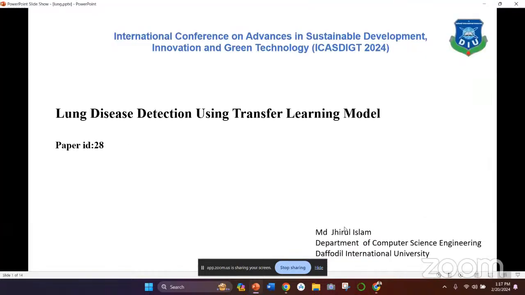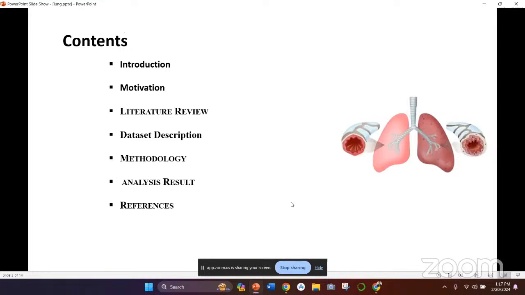Good afternoon, everyone. I am MD Zohirul Islam, Department of Computer Science and Engineering, Daffodil International University. Today we are presenting lung disease detection using transfer learning model. My paper ID is 28. Today's contents: introduction, motivation, literature review, dataset description, methodology, result analysis, and some references.